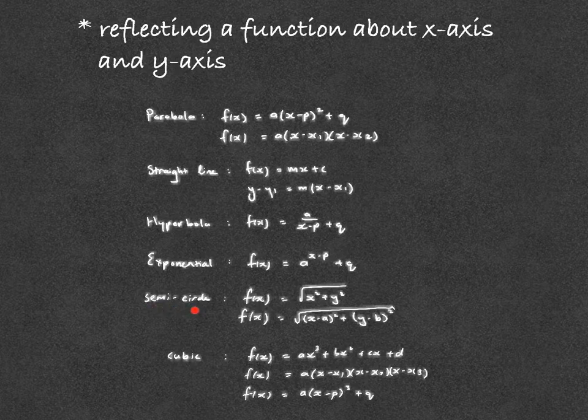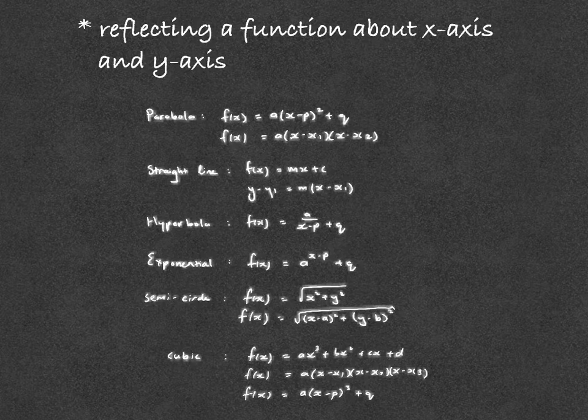Then a circle is not a function, but a semicircle is a function. Remember the equation of a circle is x squared plus y squared equals r squared. If the center of the circle is not the origin, then it's (x minus a) all squared plus (y minus b) all squared equals r squared. A semicircle is just half of it. And then the cubic function we did last time, ax cubed plus bx squared plus cx plus d. And then there are two other forms here, if you've got the x-intercepts and another point, or if you've got the point of inflection. So these are all functions that we've been dealing with.